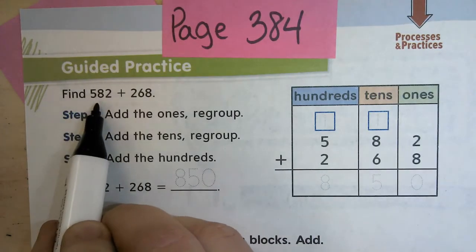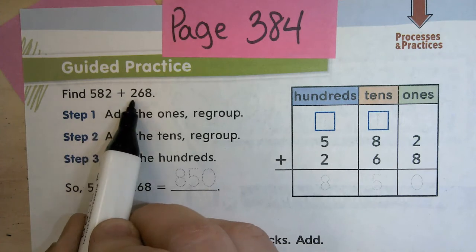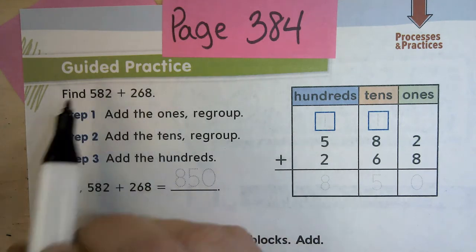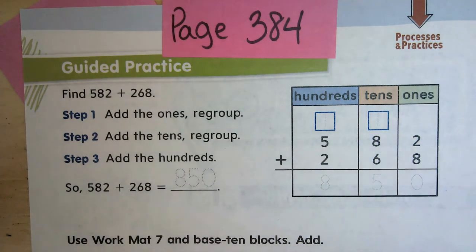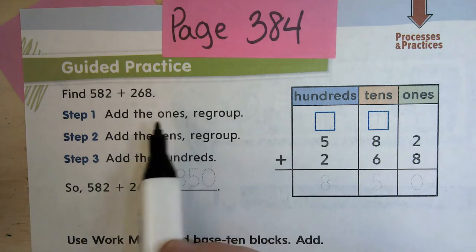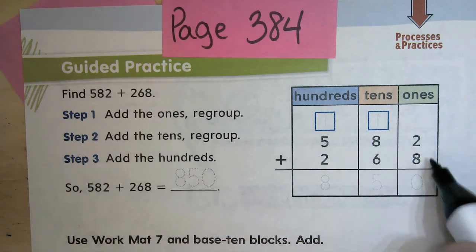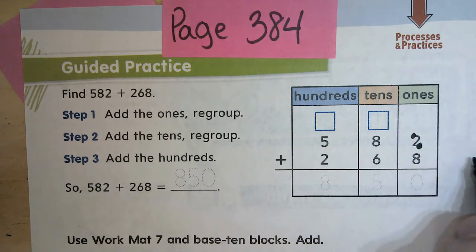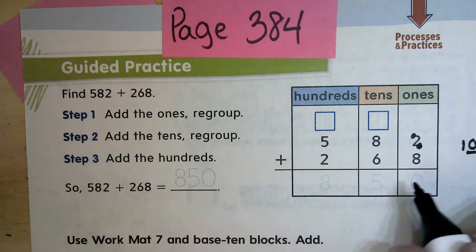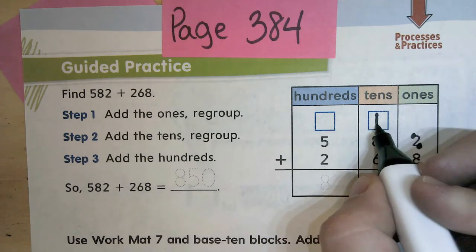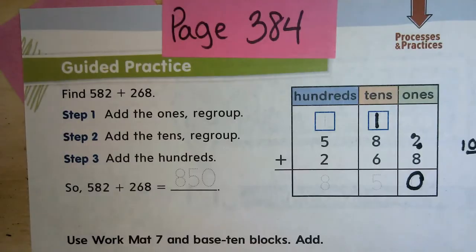It says find 582 and 268. So we're adding 582 plus 268. Step 1 is to add the ones. When I add my ones, 2 plus 8, start at 8, 9, 10. If I have 10, my lower place value will stay here, so that's a 0. And my 1 will regroup. Again, you should be writing this down with me.